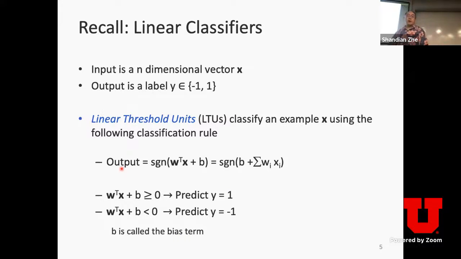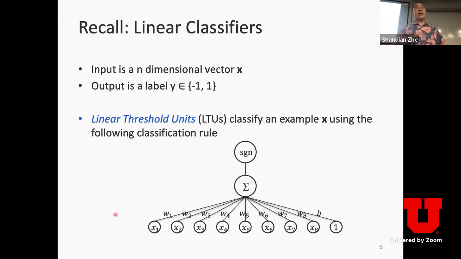We need to first recall the definition of linear classifiers. Linear classifiers deal with, in general, an n-dimensional feature vector, and the output is a binary label, -1 or 1. Linear classifiers, also called linear threshold units, classify examples using this rule. We have a weight vector W and bias parameter B, and we calculate our score by the dot product between W and X plus B. Then we look at the sign. If it is positive, the prediction is 1. Otherwise, the prediction is -1.